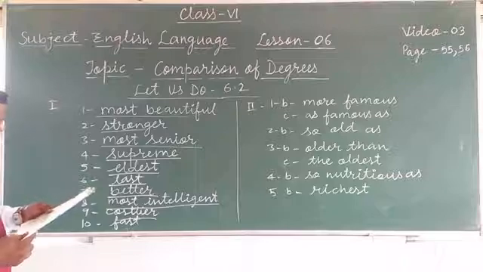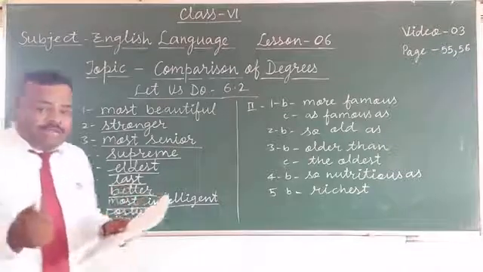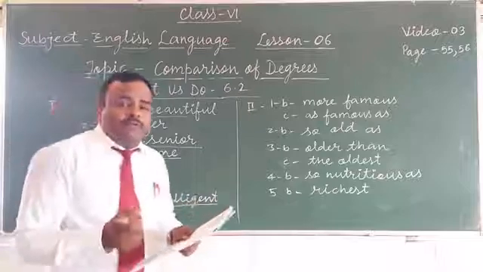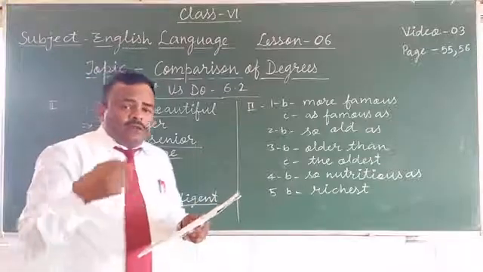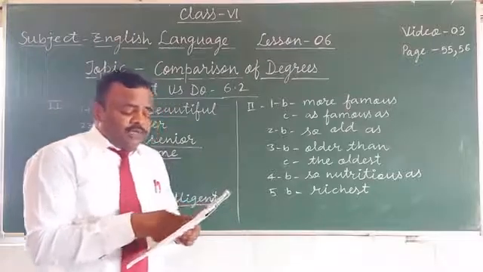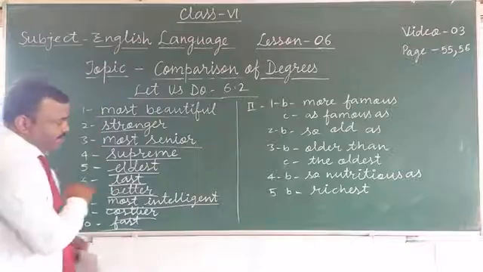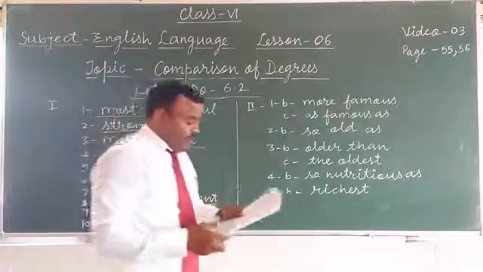And then 10. This train is as given. It means positive degree will be used. As fast as. So this train is as fast as the next train. Clear? So as fast as, positive. Now come to the second question.